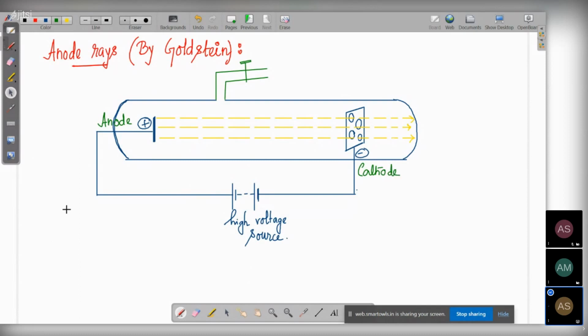Now what Goldstein did is that he took the cathode, but inside the cathode he made holes. So Goldstein actually took a perforated cathode. Why did he make the holes? So that the rays could pass through the holes and travel through. Now, Goldstein said that there must be something coming out of the anode also. And this anode is causing a reddish glow over here.